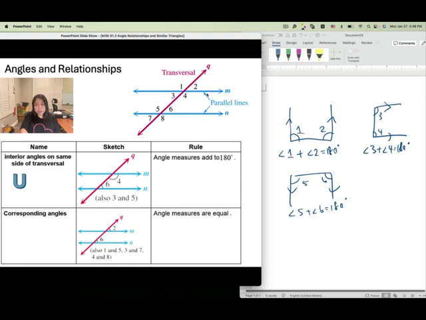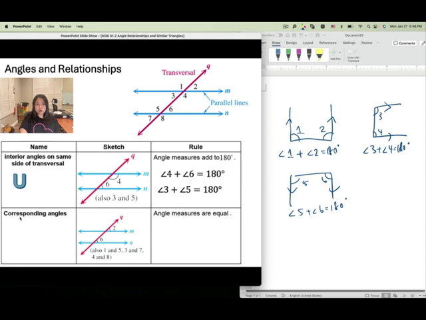These two lines are parallel. So angle 4 plus angle 6 will be equal to 180. And that's another one, the U is going to be here. So angle 3 plus angle 5 is also equal to 180.